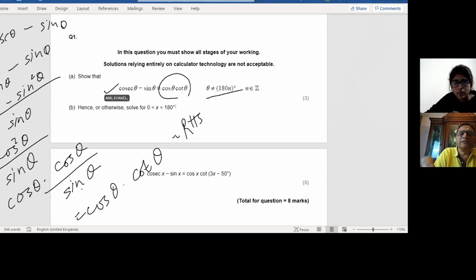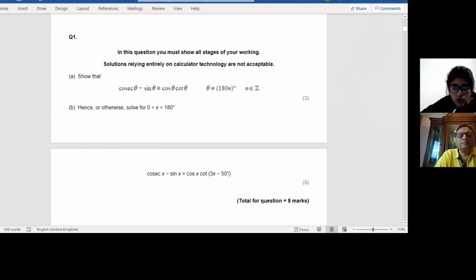So that one was easy. Now, what is the second part? Hence or otherwise, solve for x between 0 and 180, not included, where cosecant x minus sine x equals cos x cot 3x minus 50. Basically, they have given the right-hand side terms here, and the left-hand side could be written as cos x cot x.